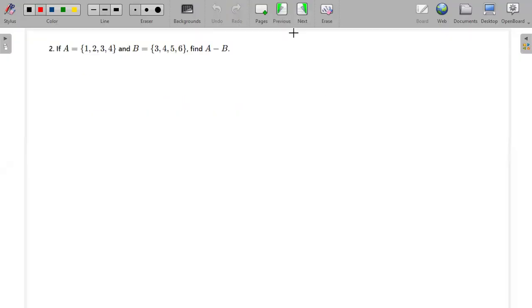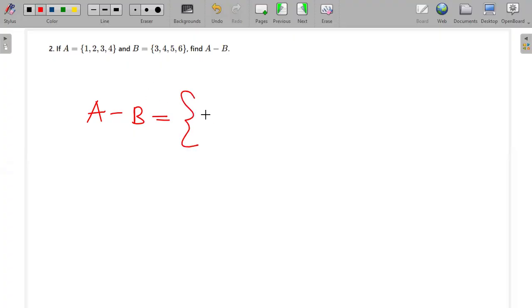All right, question number two, they're saying if A contains the elements 1, 2, 3, 4, and B contains the elements 3, 4, 5, 6, find A minus B. To find A minus B, there are two ways. You can use the one for the complement, meaning you have to find a universal set when you combine elements from set A and B. Or you can just use the direct method that I'm going to use here.